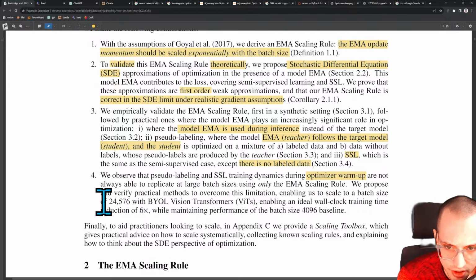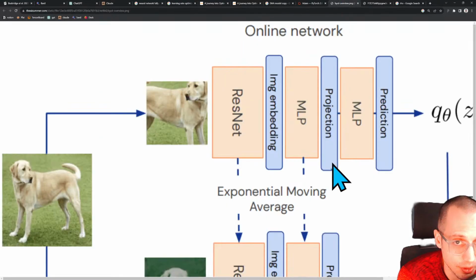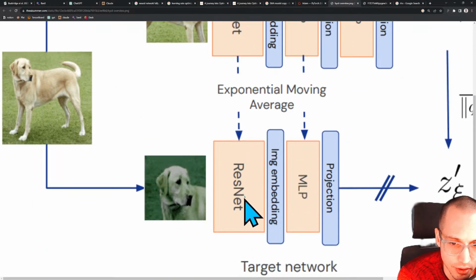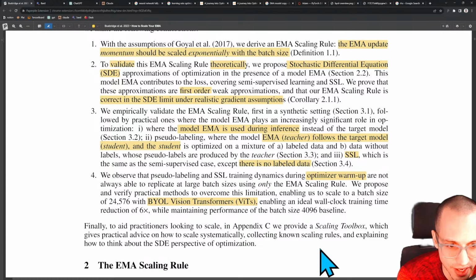Enabling us to scale a batch size with BYOL vision transformers. Okay, so interesting. They're going to be doing the Bootstrap Your Own Latent, but with a ViT, and it seems like the original BYOL was using ResNets, so kind of a more modern version of that. While maintaining performance of the batch size 4096 baseline.